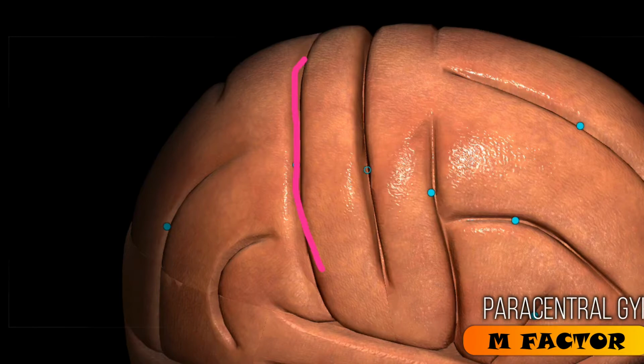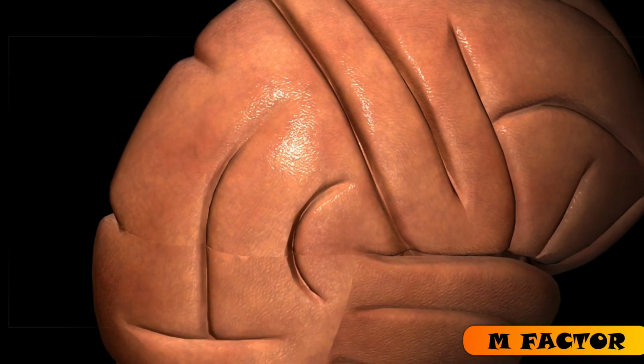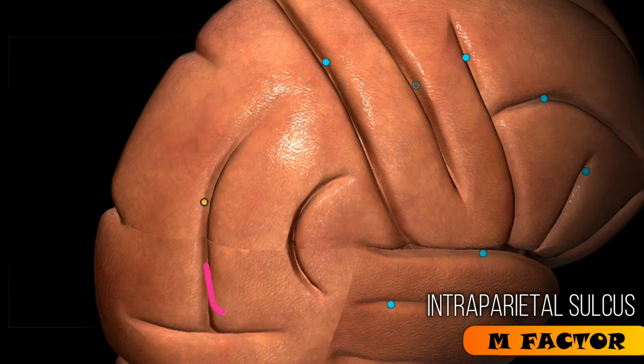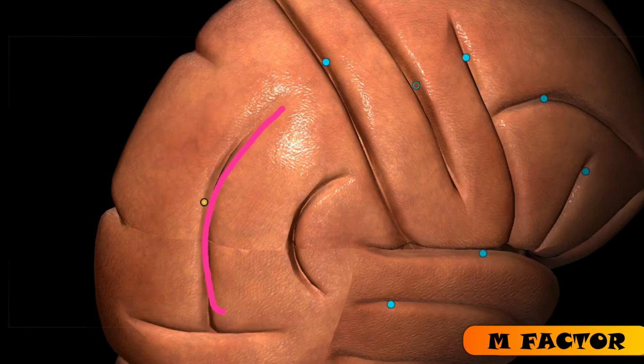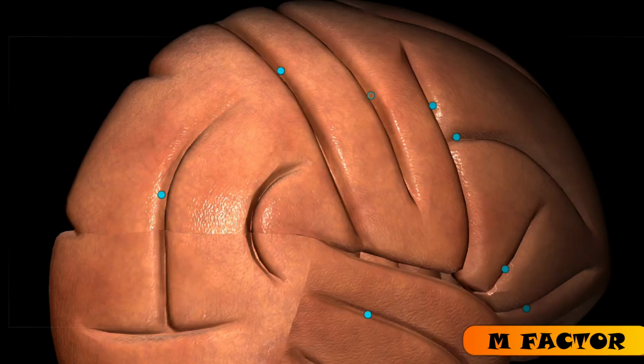The area behind the postcentral sulcus is divided into superior and inferior parietal lobules by the intraparietal sulcus. The inferior parietal lobule is divided into three parts: anterior, middle and posterior parts. The anterior part is called the supramarginal gyrus and the middle part is called the angular gyrus. And the posterior part is the upturned end of the inferior temporal sulcus.